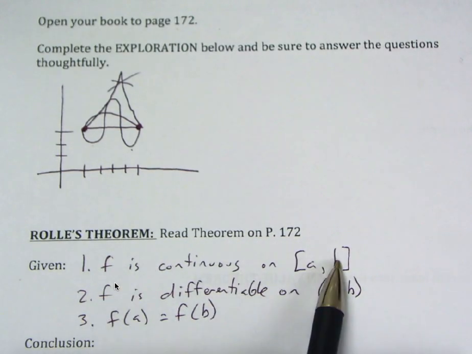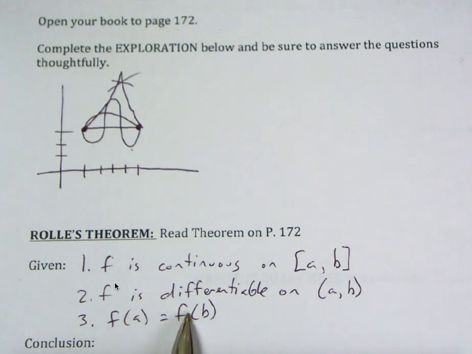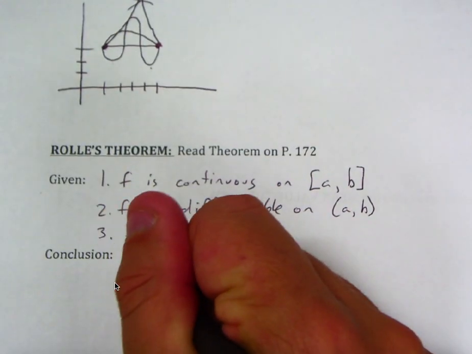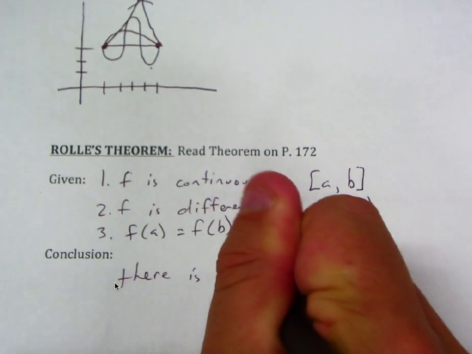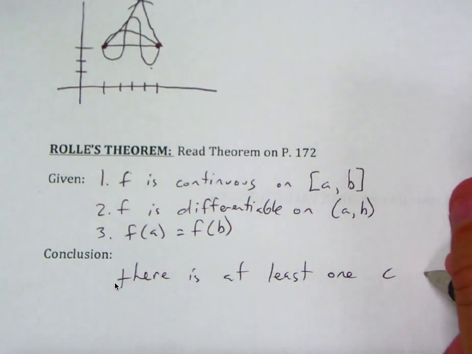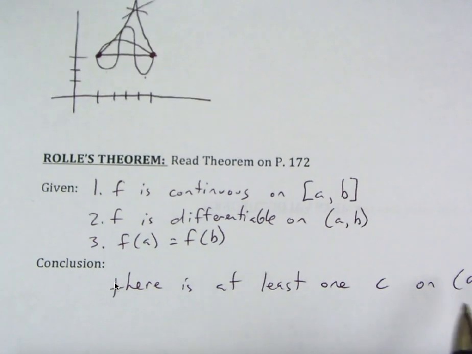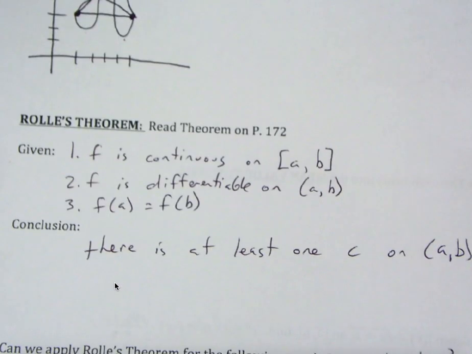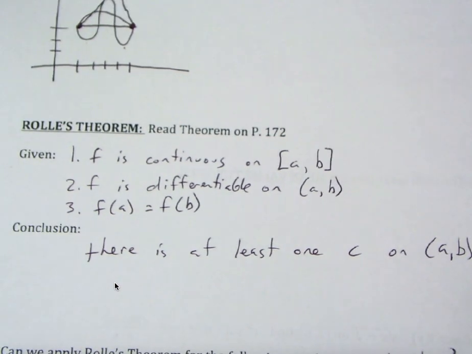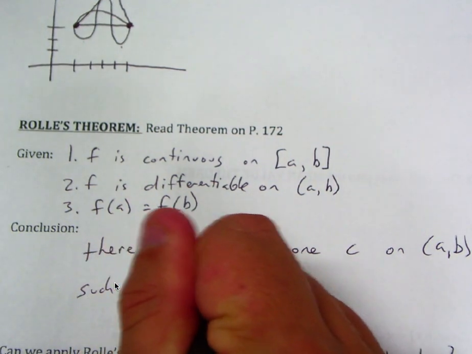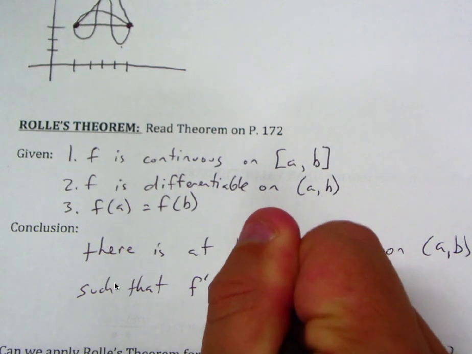If you have a continuous differentiable function and the y values of the endpoints are equal, then there is at least one c on a to b, so that means one x value in the interval, one x value on the interval, such that f prime of c equals 0.